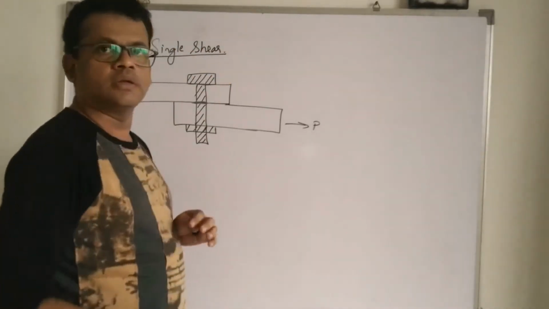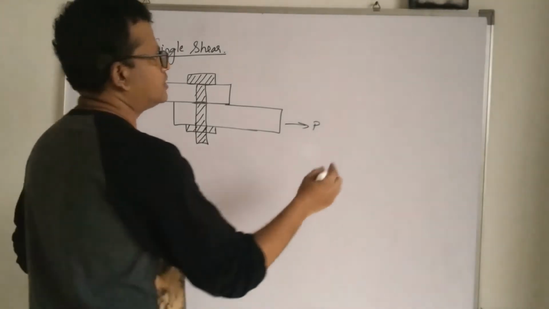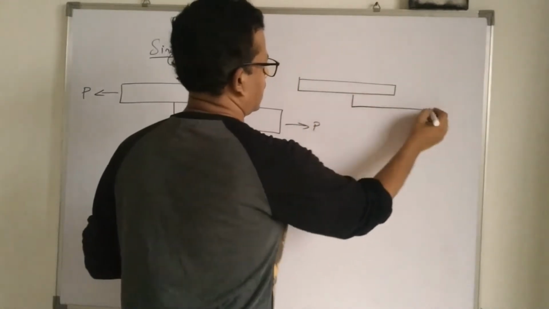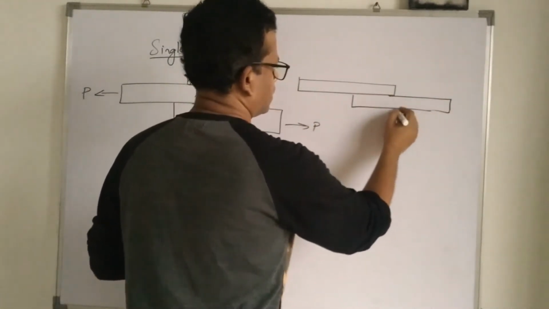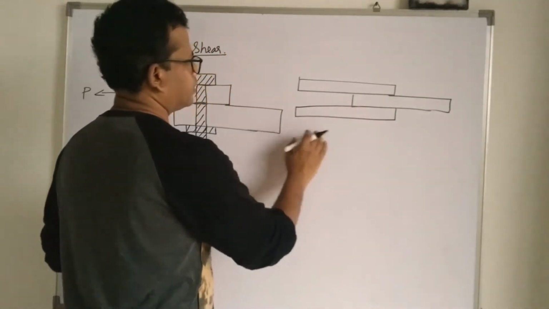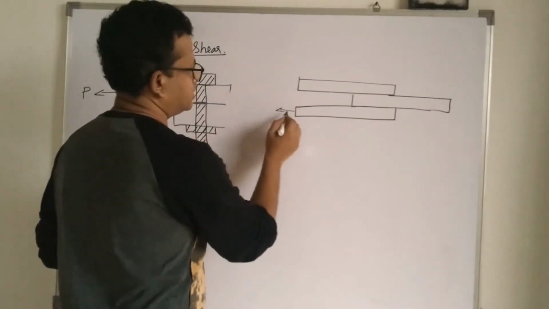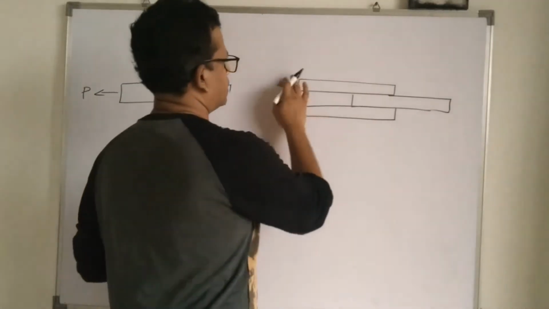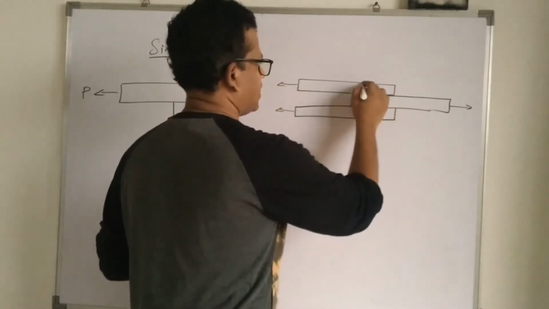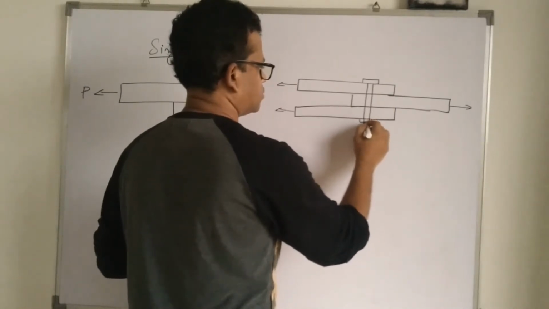Okay, clear I think. Second thing is to know the double shear. In double shear, what happens is, suppose one plate is here, another plate is here, and one plate is here. Okay, so this is one force, this is another force, and this is another force. All these three plates are connected like this in the format shown.